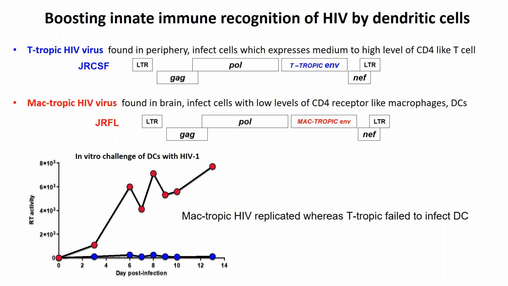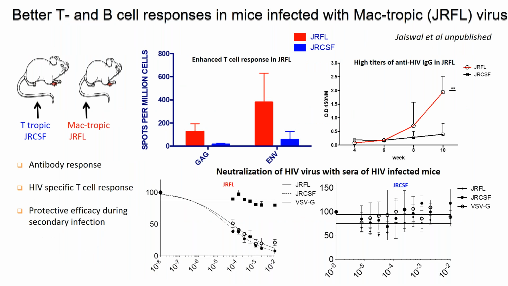So before going into the in vivo system, we tested this in the in vitro system in PBMC-derived dendritic cells, and we found that the M-tropic virus, which is GRFL, replicated well, whereas the T-tropic virus failed to replicate within dendritic cells. So now we know that these viruses have differential replication in dendritic cells. So we tested this in an in vivo system. We again took the humanized mice and we infected them with either the T-tropic virus or the M-tropic virus.